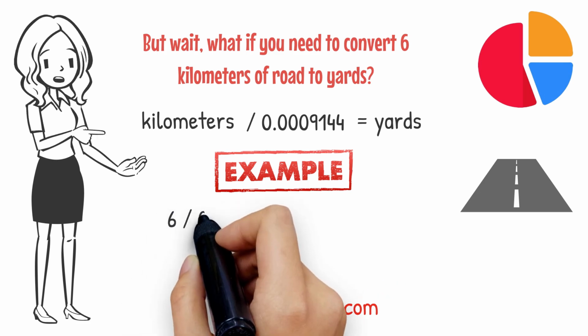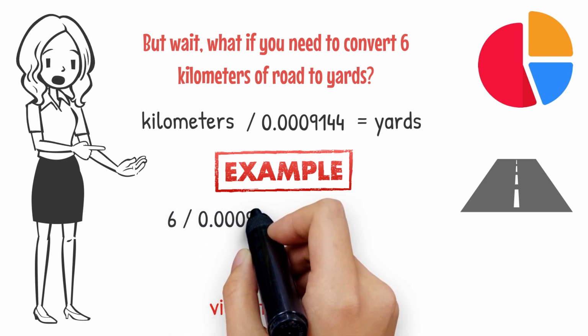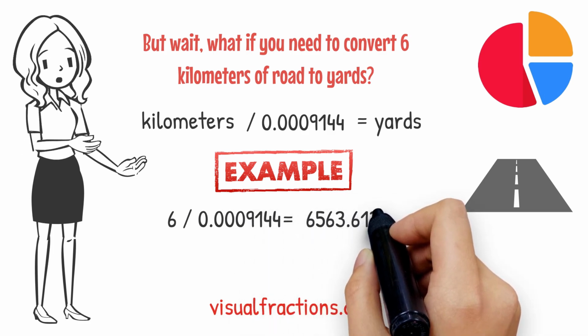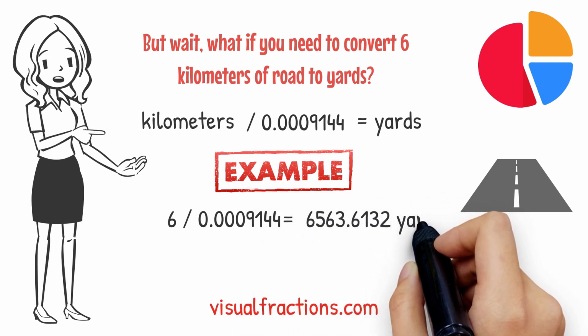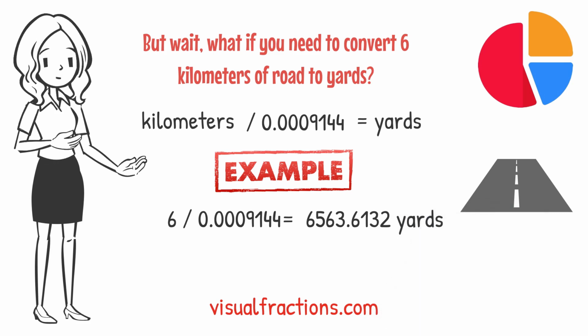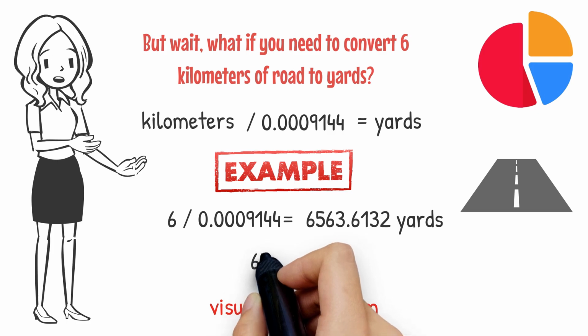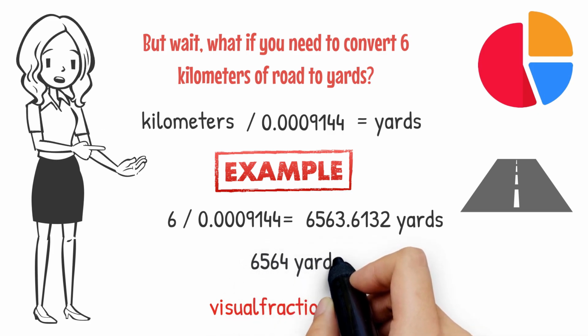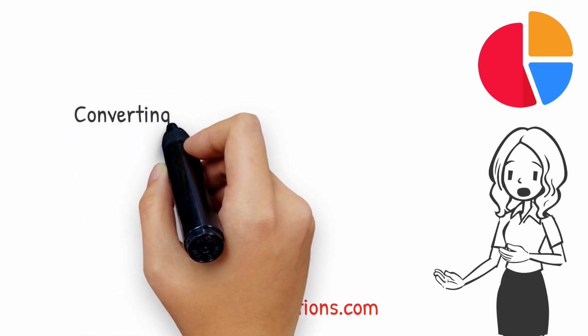Let's walk through an example of how to convert 6 kilometers of road to yards. We start by dividing 6 by 0.00091144. This gives us approximately 6,563.6132 yards. Remember to round this number to the nearest whole number, so our final answer is approximately 6,564 yards.